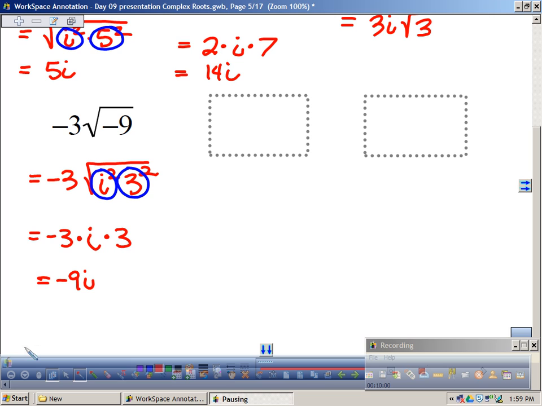Okay, cap that marker. You guys aren't using them, they should be capped. Okay, Philip?